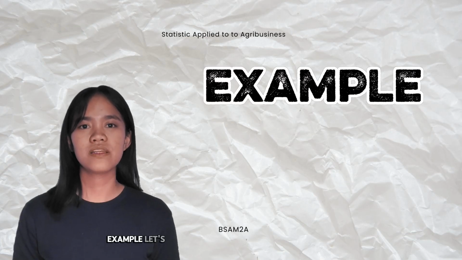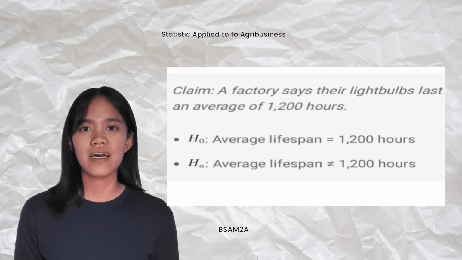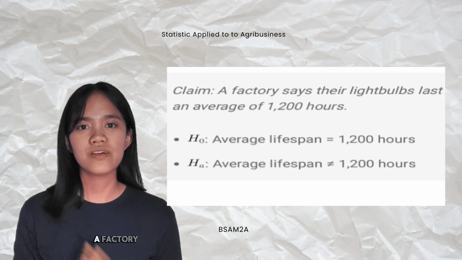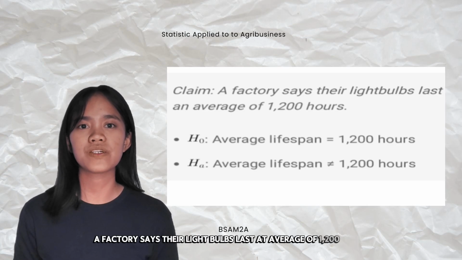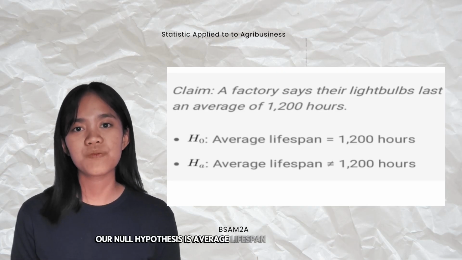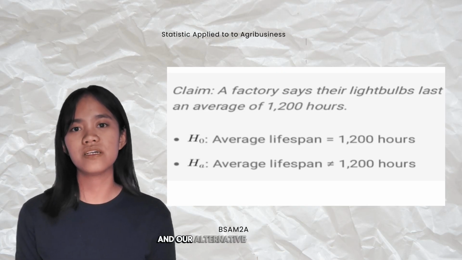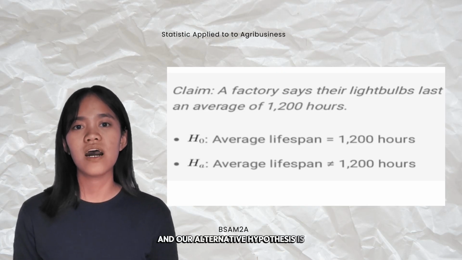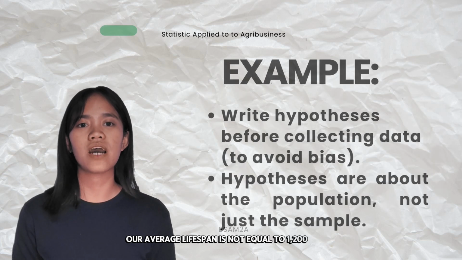Example. Let's look at a quick example to make this clear. Our claim is a factory says their light bulbs last an average of 1200 hours. Our null hypothesis is average lifespan is equal to 1200 hours, and our alternative hypothesis is average lifespan is not equal to 1200 hours.